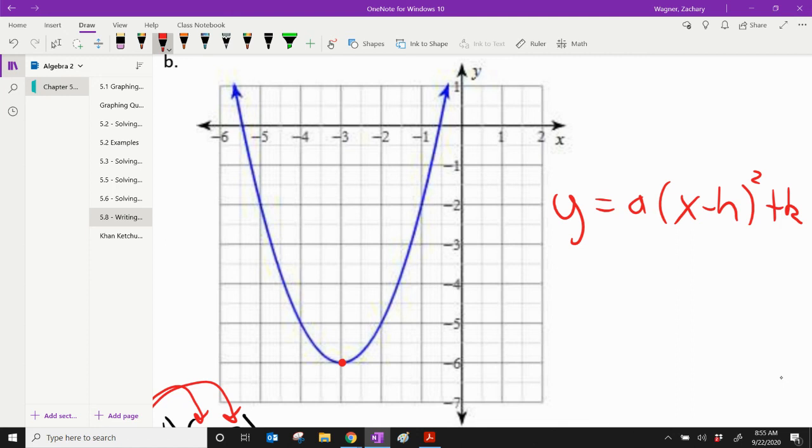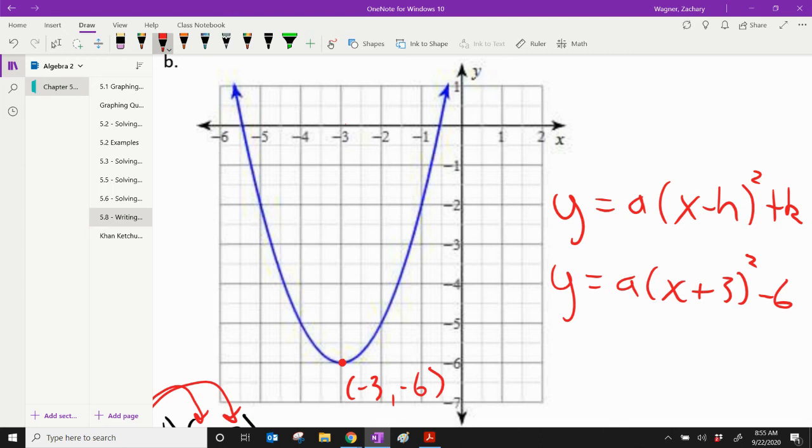Use your vertex to get your values. My vertex, 1, 2, 3 over and 6 down, is (-3, -6). So that means I'm going to plug in -3, -6. x minus -3 squared minus 6. When you're subtracting -3, that becomes plus in the middle. Boom.